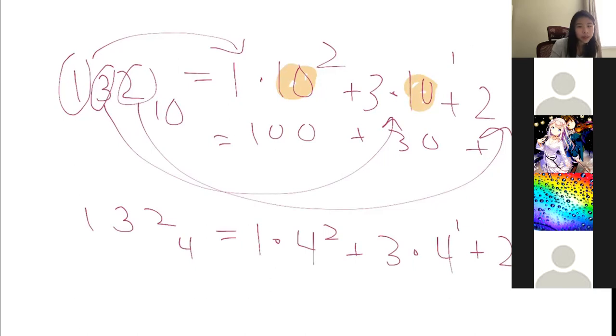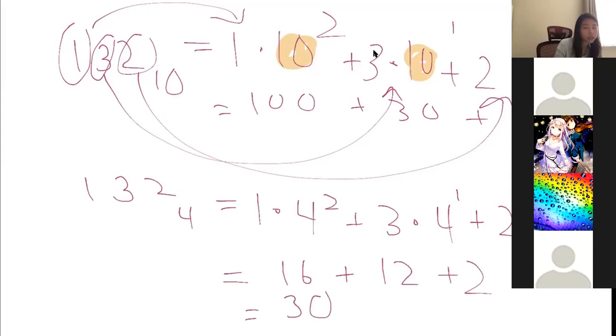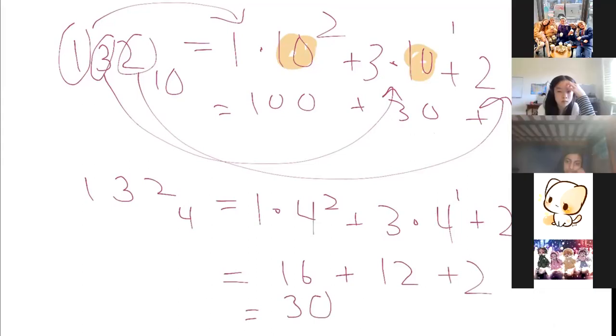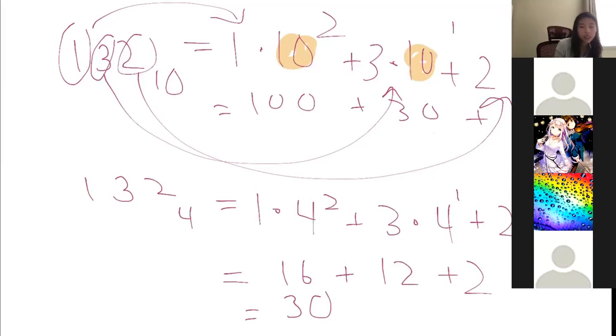Yeah, we have one thumbs up. Okay. All right, and then we can just evaluate this. So this becomes 16 plus 12 plus 2, which is going to be 30. Are you guys all familiar with exponents? Is there anyone? Okay, I'm gonna take that as a yes.